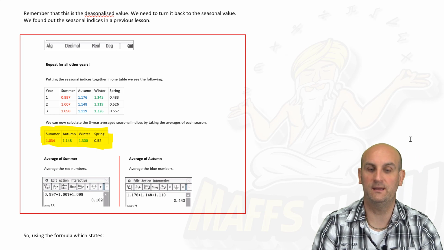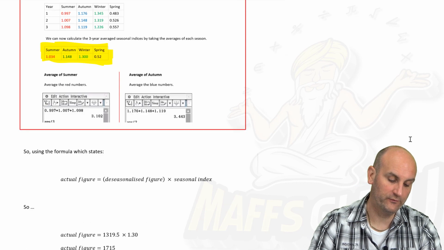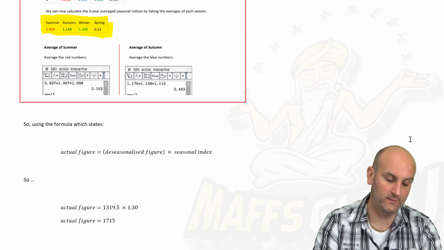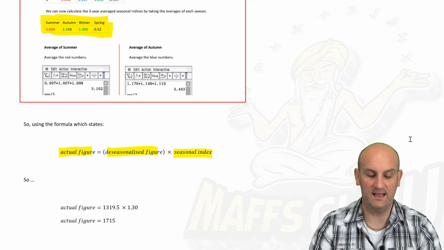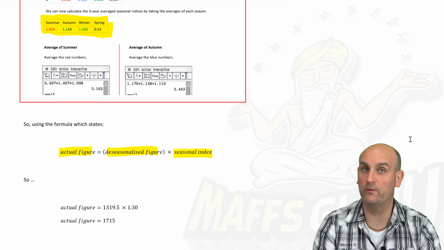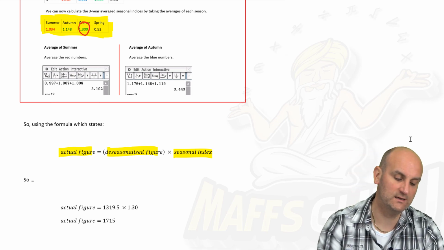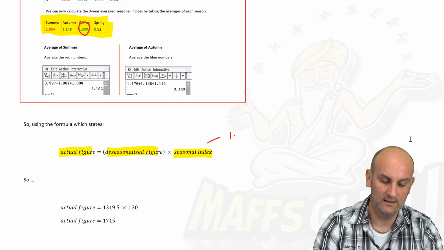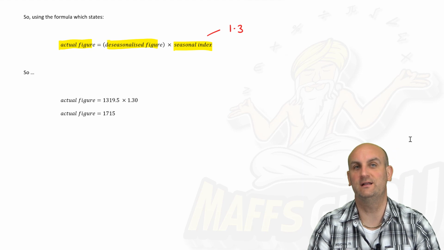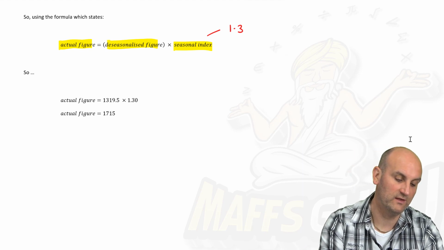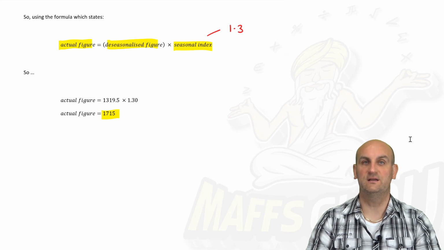So we want to now re-seasonalize my data. My re-seasonalizing formula says to get my actual figure, take the deseasonalized figure and multiply it by our seasonal index. What seasonal index do I want to use? Well, we were dealing with winter of year 4. So there is winter of year 4, and my seasonal index there is going to be 1.3. We've got my deseasonalized figure from before, which was 1319.5. And ladies and gentlemen, that would suggest her actual sales would be 1,715.